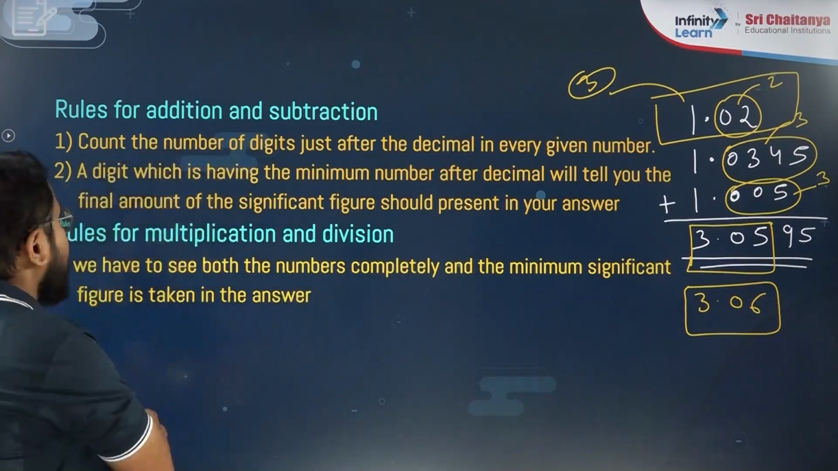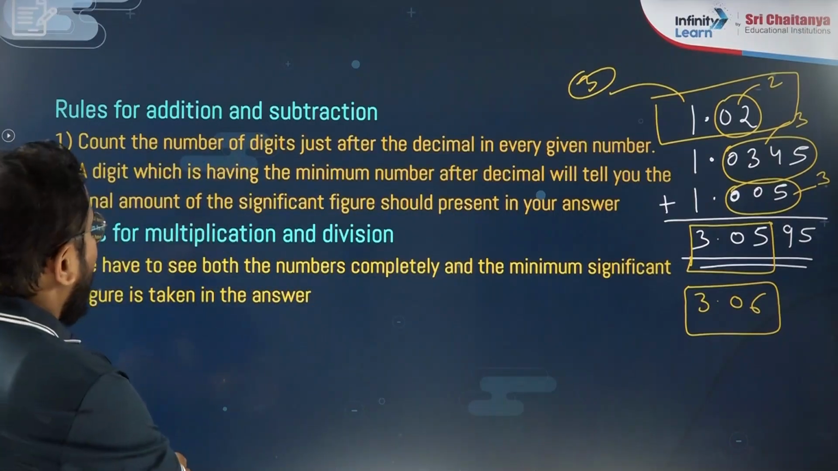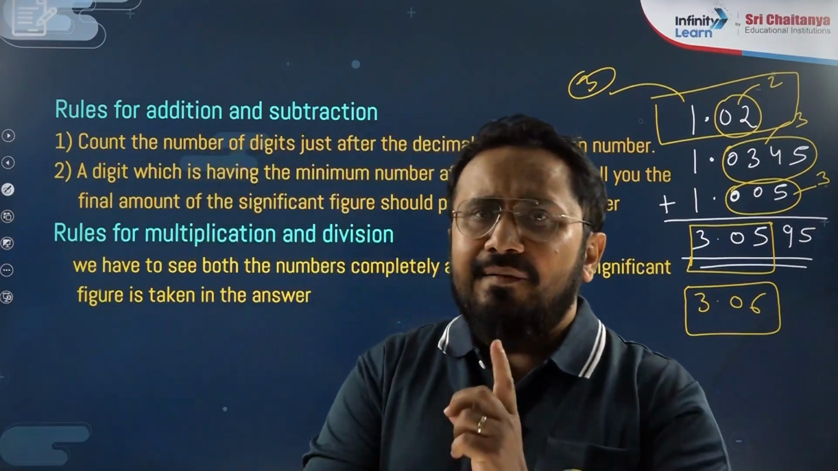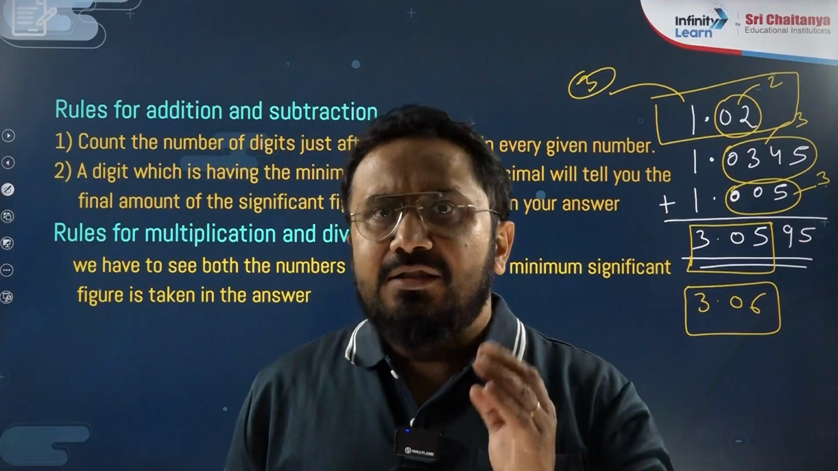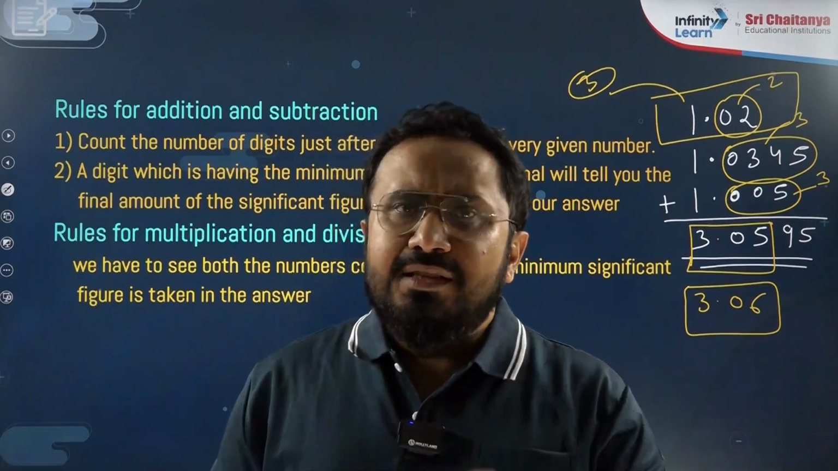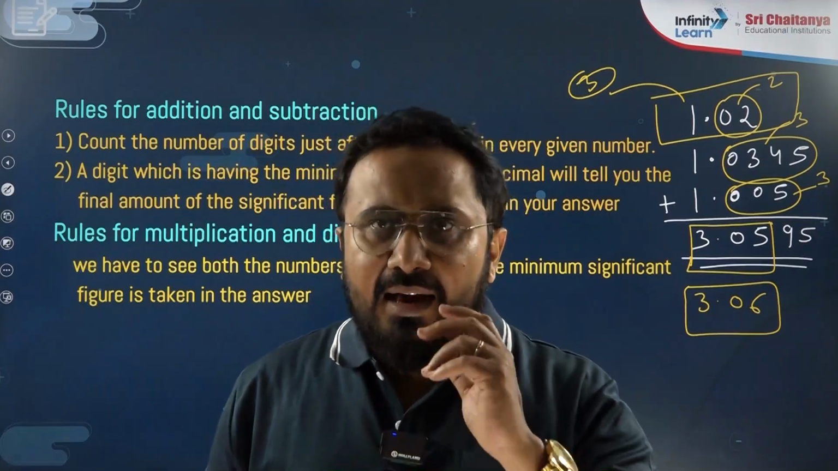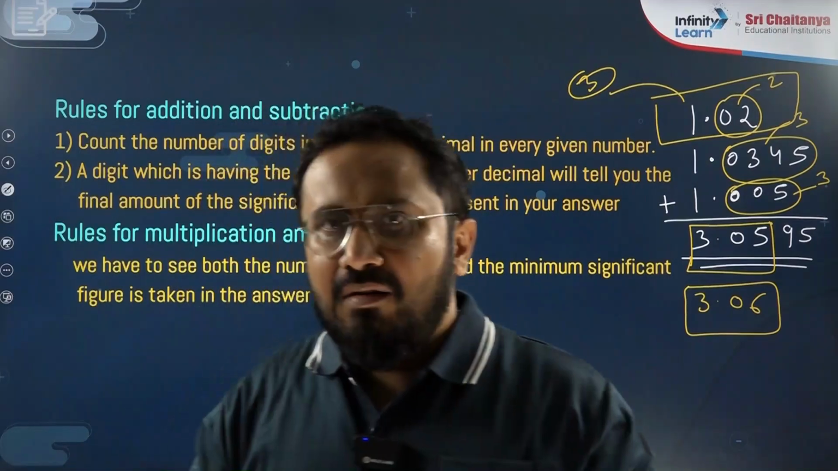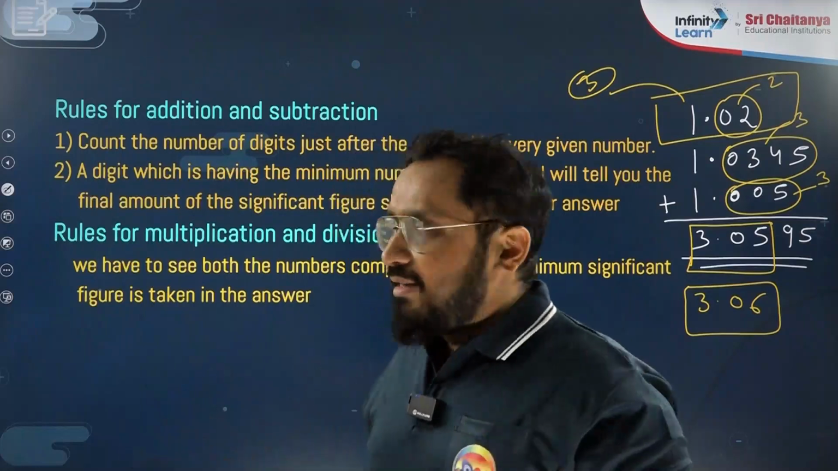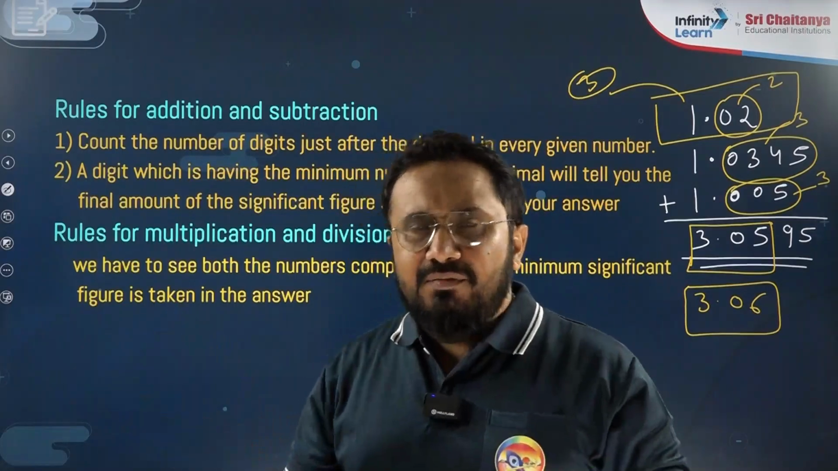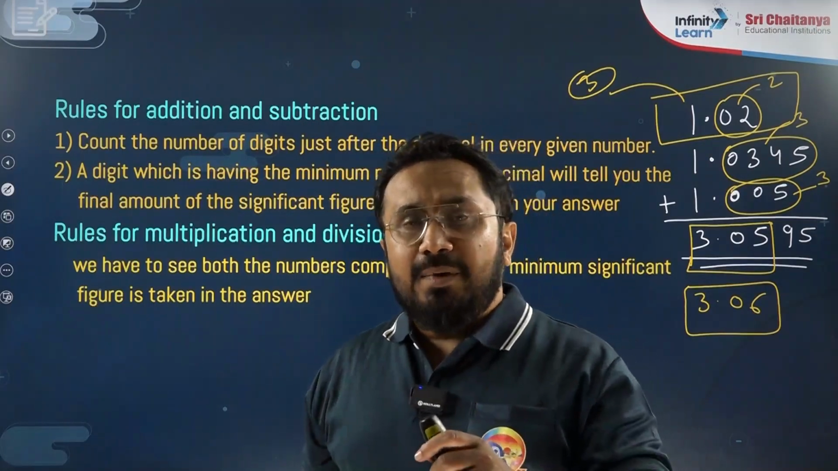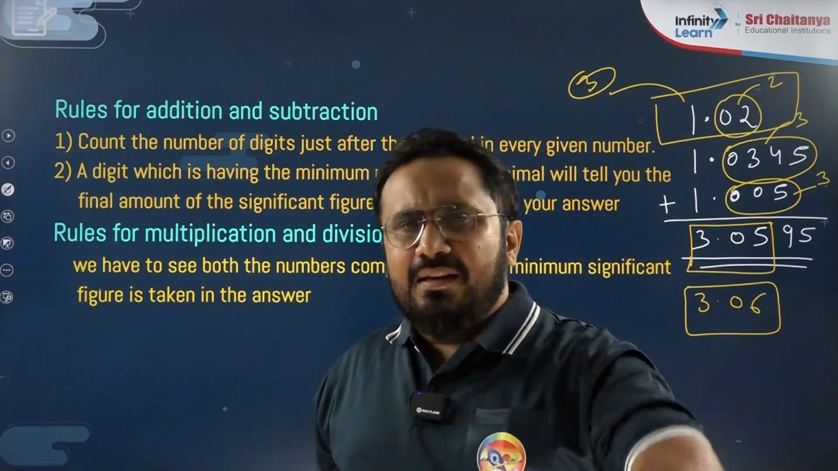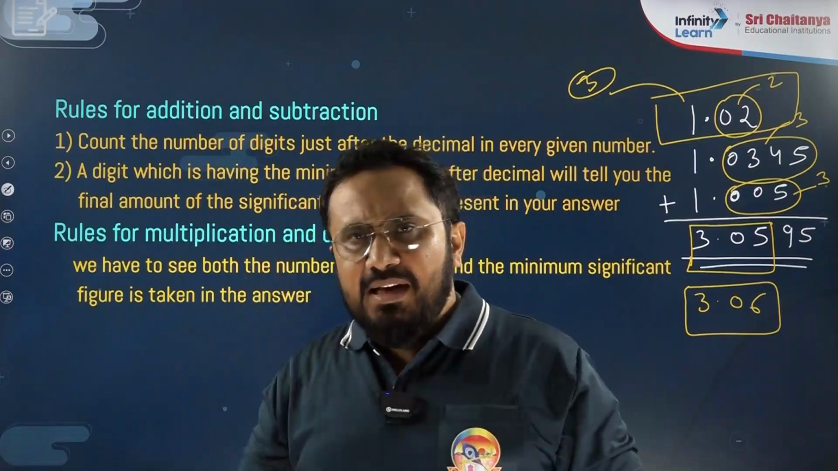Is it clear? Rules for multiplication and division. Now, rules for multiplication and division are a little bit different. For addition, we see the digits just after the decimal, and whichever has the minimum, we select that. But for multiplication, we see the complete number. There is a question just after this, we will discuss that. The rule for multiplication is that we will see the minimum significant figure. Whatever the minimum number of significant figures in the numbers is, that will be your answer, nothing else.